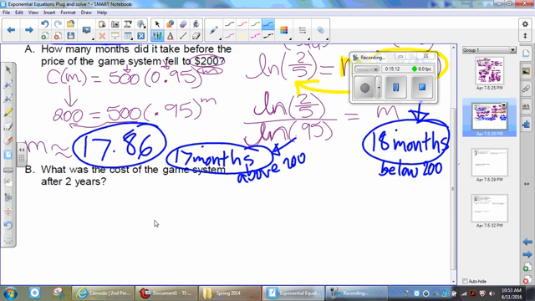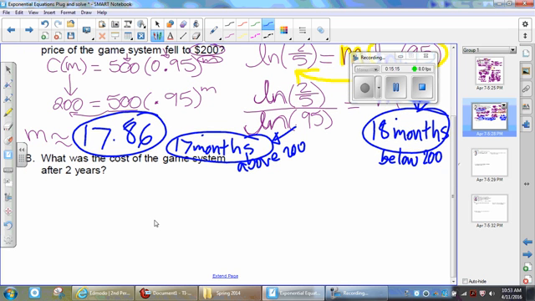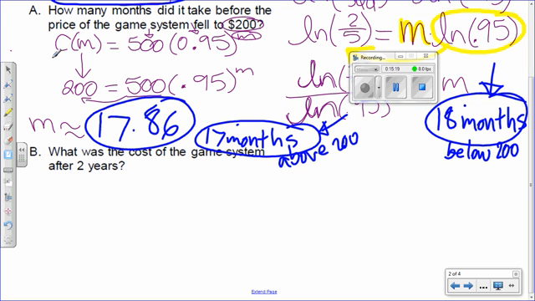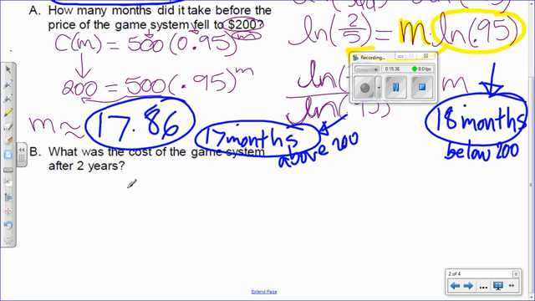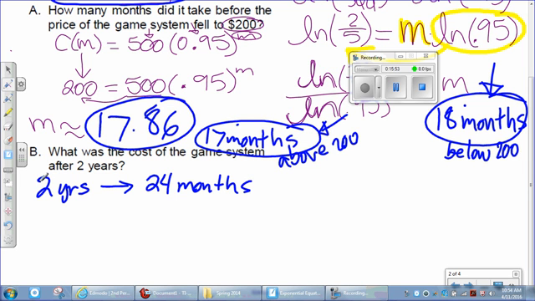It says, what was the cost of the game after 2 years? So before we do anything, let's convert years to months. The reason I want to do that is that the problem specifies that they're counting time in months. And it's right here. You guys see? M, months. All right, so we have to consider all those things. So if we have 2 years, how many months are there? 12 for each year. 24. So 24 months.